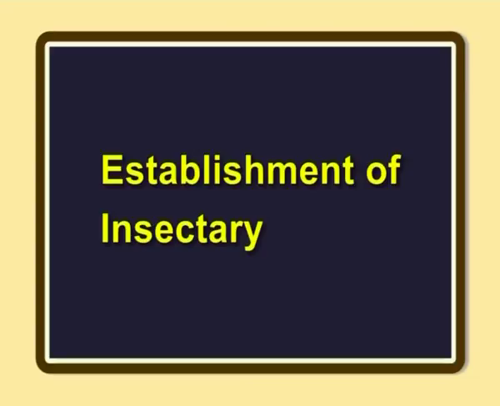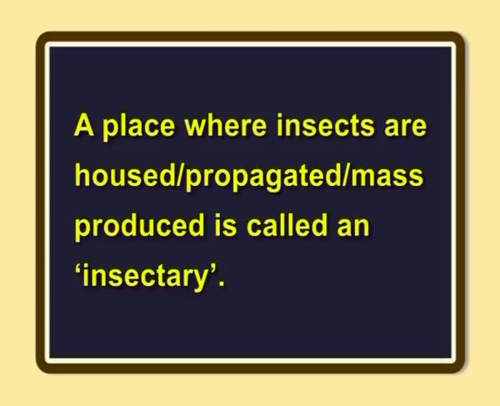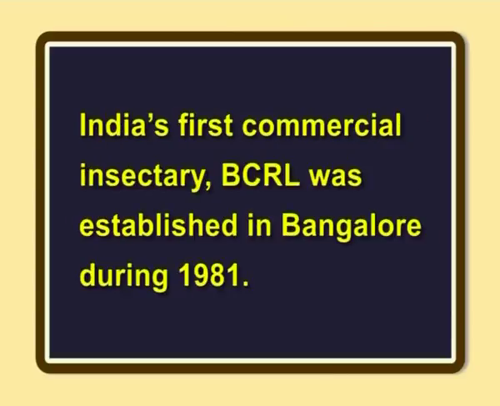Establishment of insectary. A place where insects are housed or propagated or mass produced is called an insectary. India's first commercial insectary, BCRL, Biocontrol Research Laboratory, was established in Bangalore during 1981. Since then, numerous companies have come up countrywide producing predators, mainly coccinellids and chrysopids, and a variety of parasitoids, notably Trichogramma species and its strains.